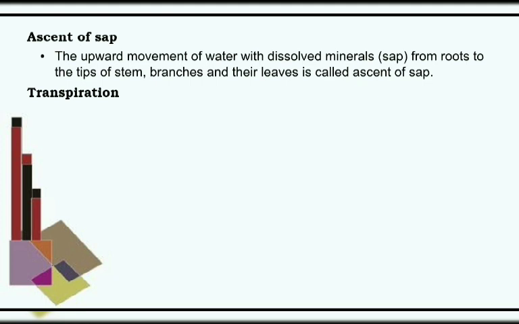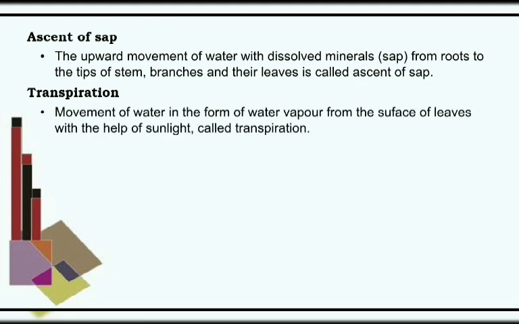When sunlight enters through the stomata, the water present inside the leaf becomes warm and is converted into water vapor and removed from the leaf in the form of water vapor. So we can easily write that the movement of water in the form of water vapor from the surface of the leaf with the help of sunlight is called transpiration. Okay, clear?